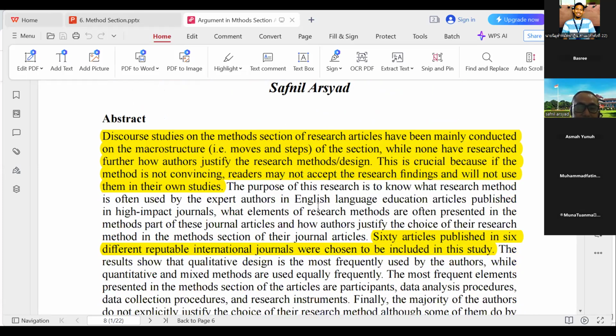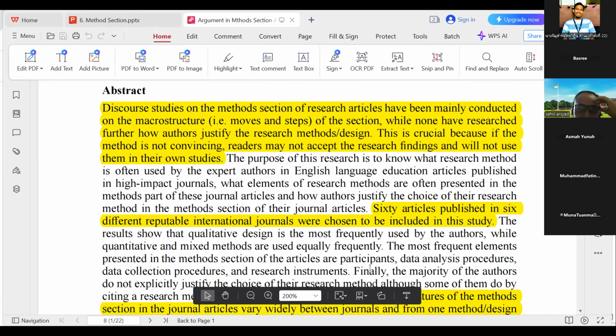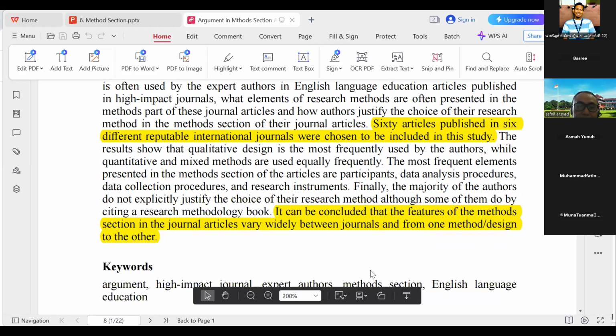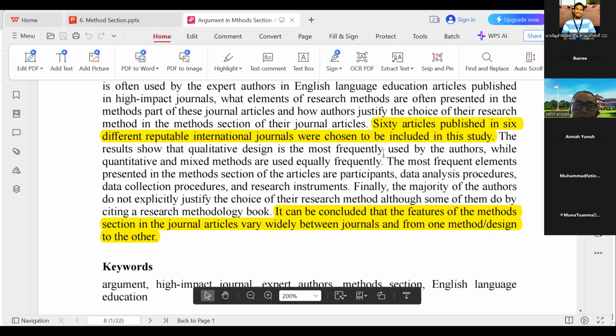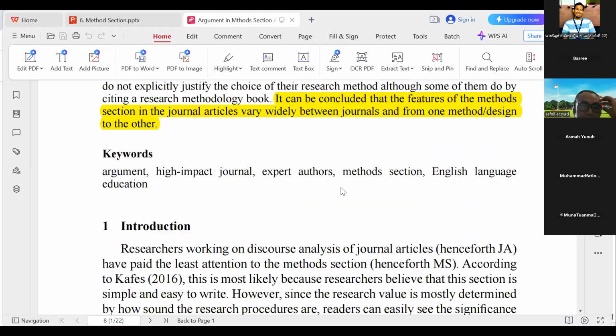So here, I only analyzed 60 articles published in six different reputable international journals in English language education. Yeah, six different journals. I took 10 articles from each journal. So I analyzed only 60 articles, and only the method section.